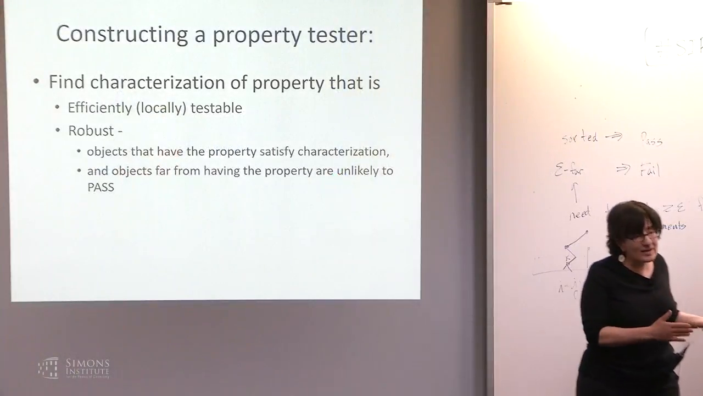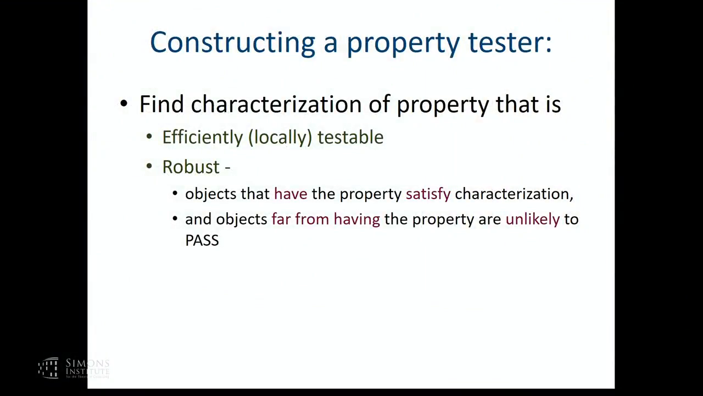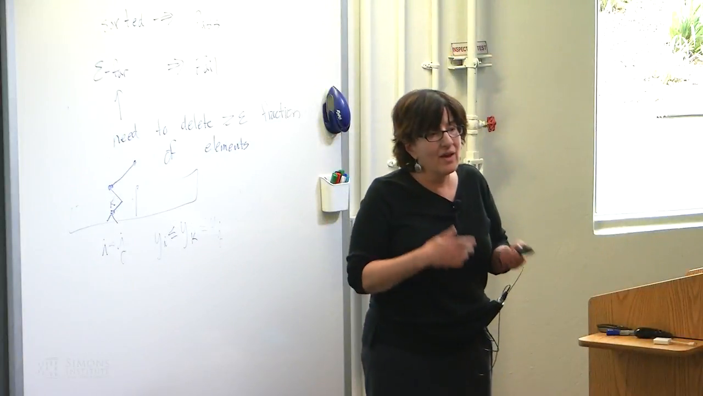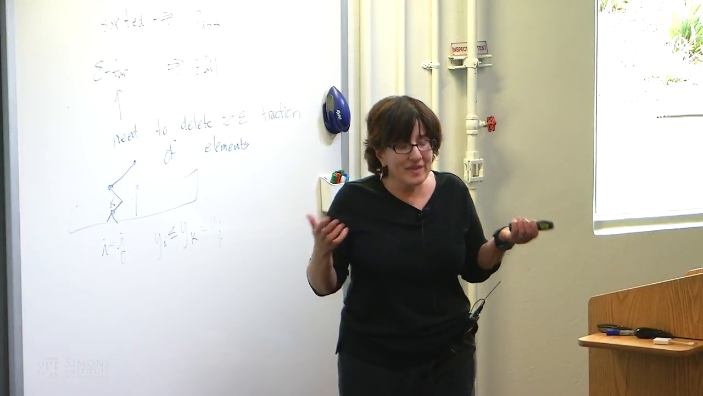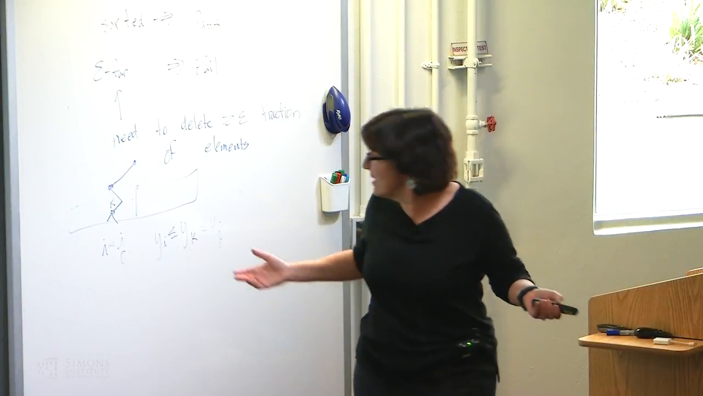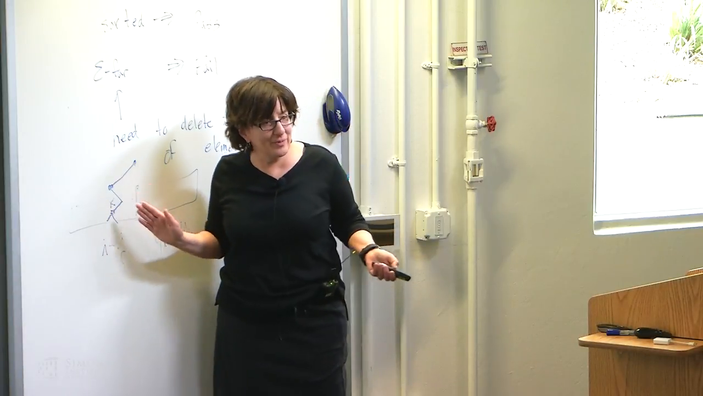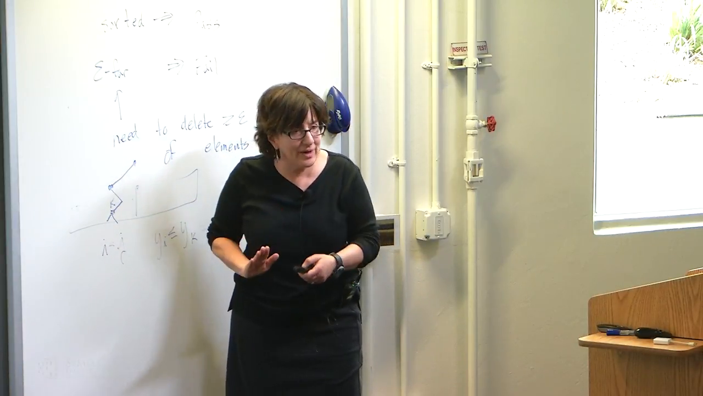As you saw in the monotonicity test, that for us was the easy side. The harder thing usually is to show that objects that are far from having the property are actually unlikely to pass. That was where we did the work of defining the good elements and saying that most of the elements are good, and good things have this nice property that, because we did this binary search, we know they're in the right order.